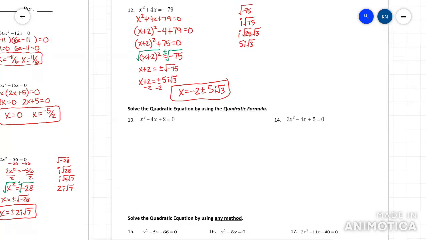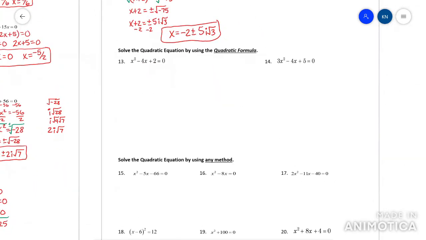Okay, this last one, 13 and 14, they want you to use the quadratic formula, which goes like this. X equals negative b plus or minus the square root of b squared minus 4 times a times c, and that's all over 2a. So all you do is you label a, b, c and then you plug it in. So it would look like this.